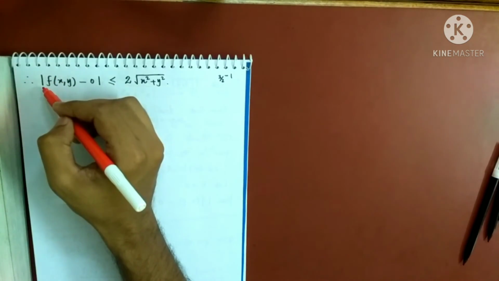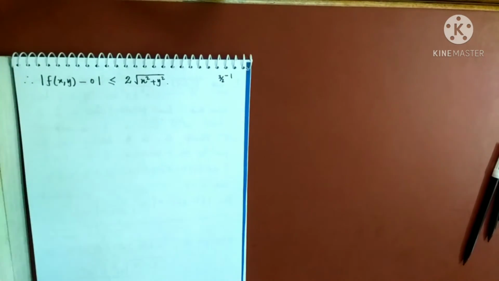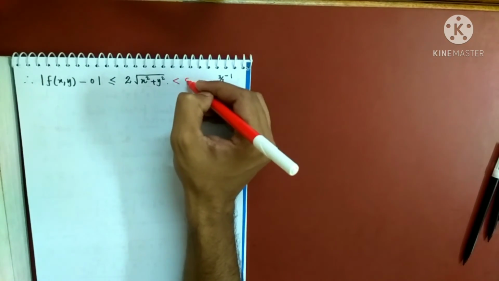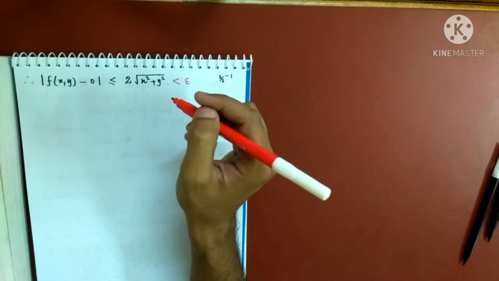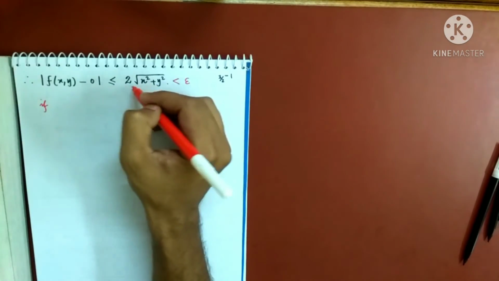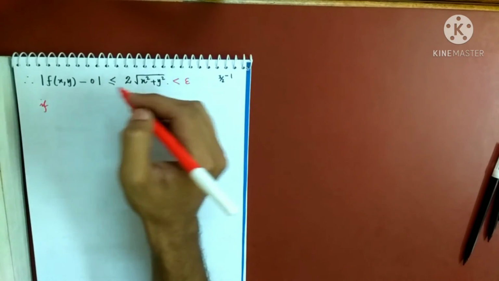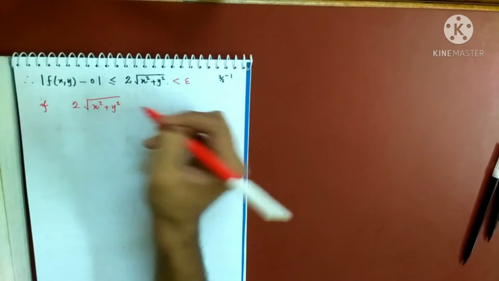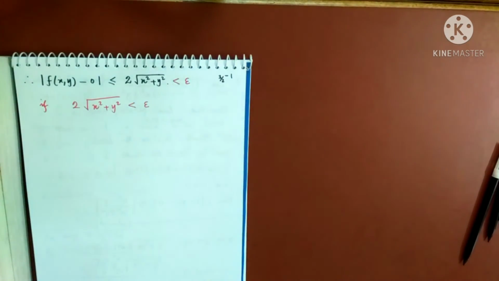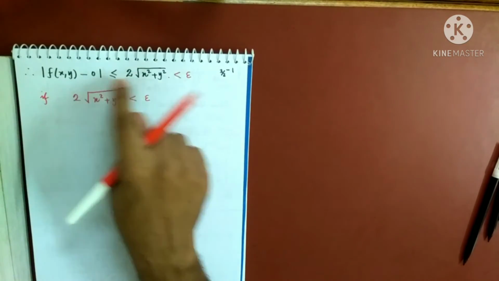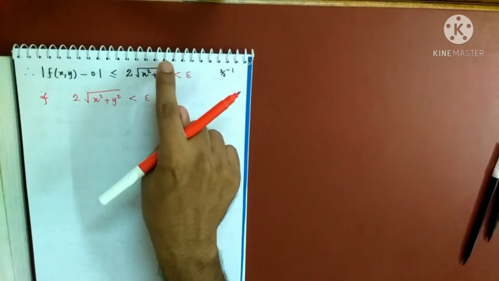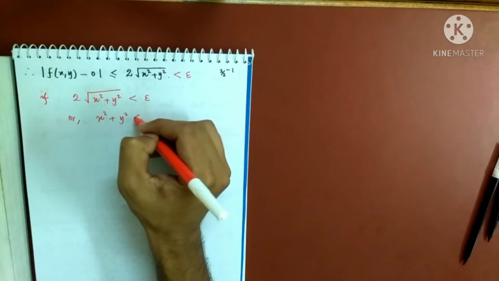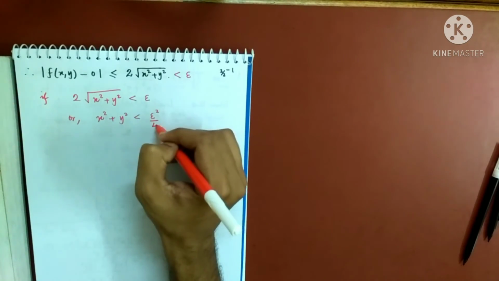Now what I wanted is that this be less than epsilon. I wanted to find all those x comma y for which this is less than epsilon. So this is less than epsilon if 2 times root over of x square plus y square is less than epsilon. If this quantity is less than epsilon, just simplify this, or x square plus y square will be less than epsilon square by 4. Am I clear?